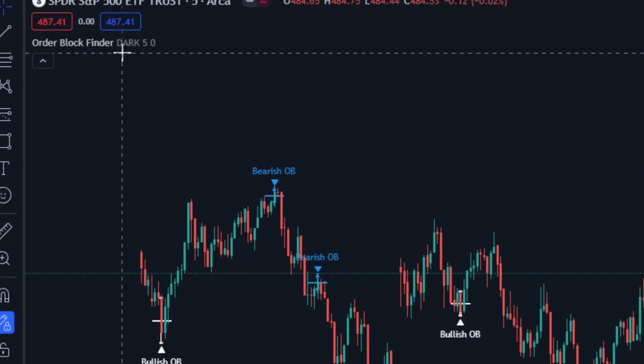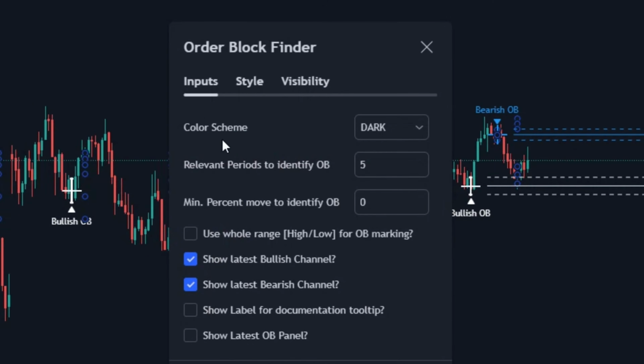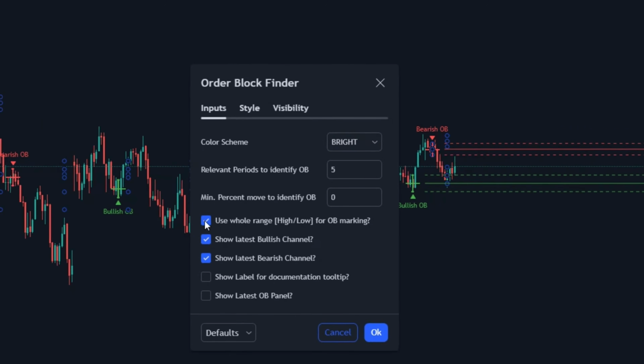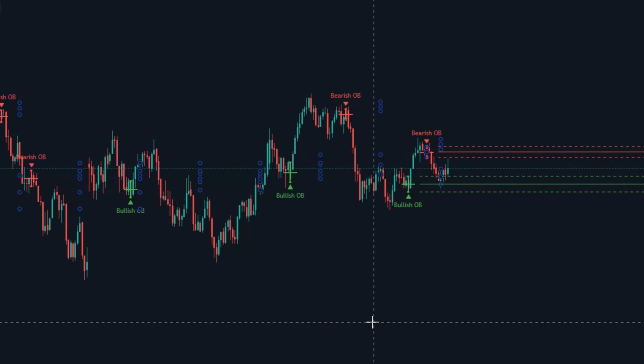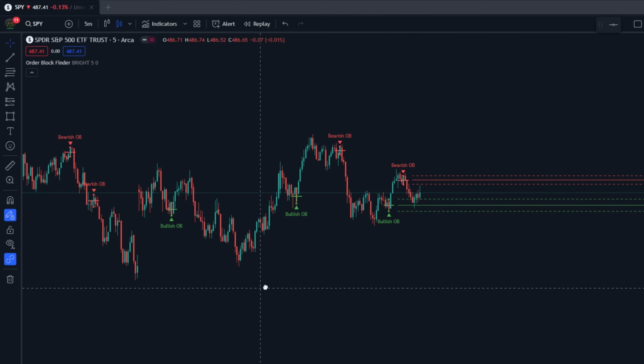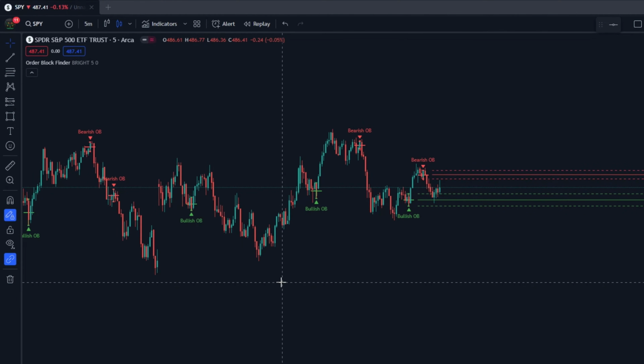So we're going to go up to the order block finder, go to settings, and go to where it says color scheme. We're going to change from dark to bright, and where it says use whole range highs and lows, we're going to check that so that we can identify where these areas of the order blocks are at a lot better. Click the OK button.